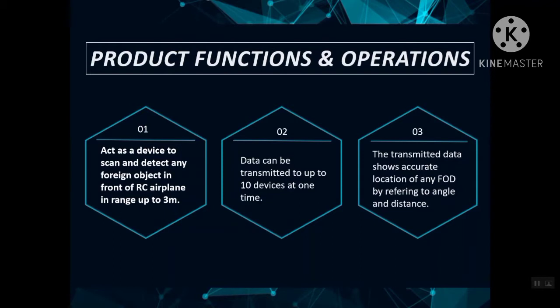Product function and operation. First, it acts as a device to scan and detect any foreign object in front of the RC airplane in a range of up to 3 meters. Second, data can be transmitted to up to 10 devices at one time. Third, the transmitted data shows the accurate location of any FOD by referring to angle and distance.